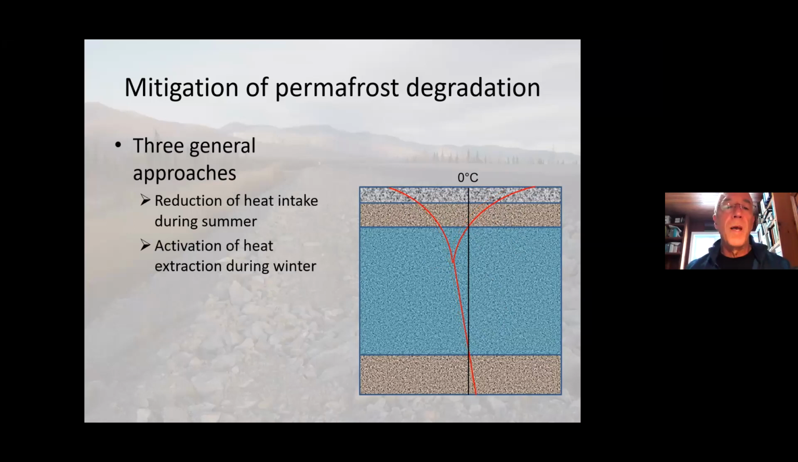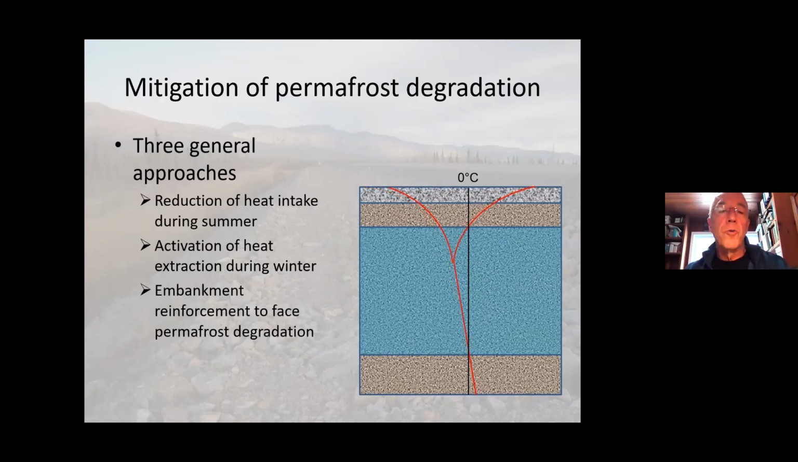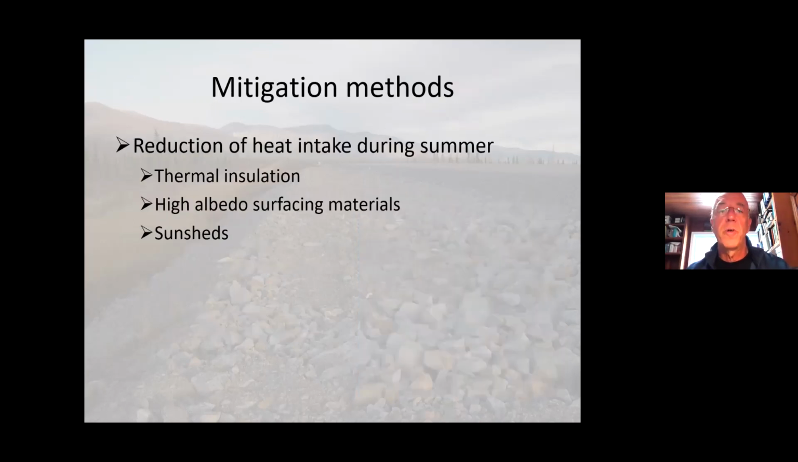You can also act in the winter. So using the winter swing, this is when you have a strong gradient, so you can effectively pull heat out of the ground during that time. So if you activate heat extraction, you'll have the same effect by pulling the winter swing to the left, and again, translating the curve to the left and raising the permafrost level. And also you can reinforce to face permafrost degradation, as we discussed earlier.